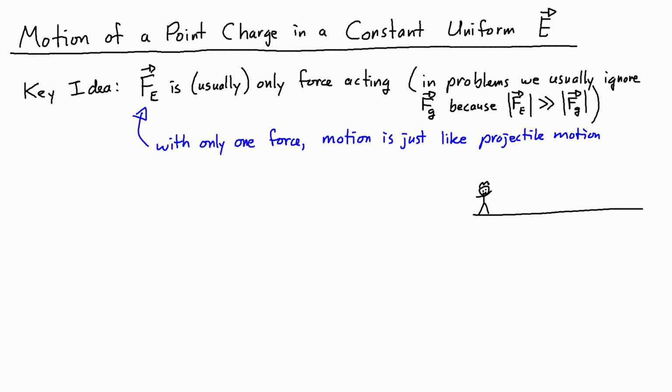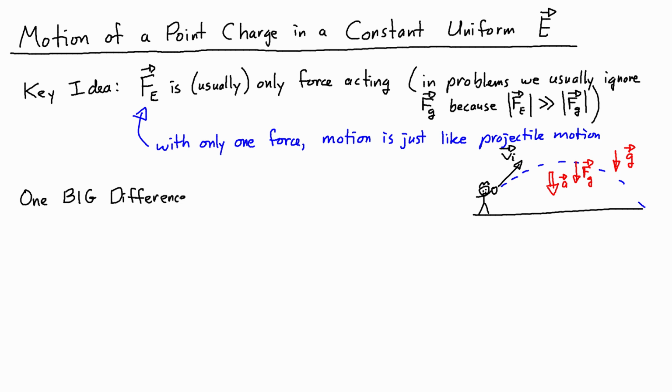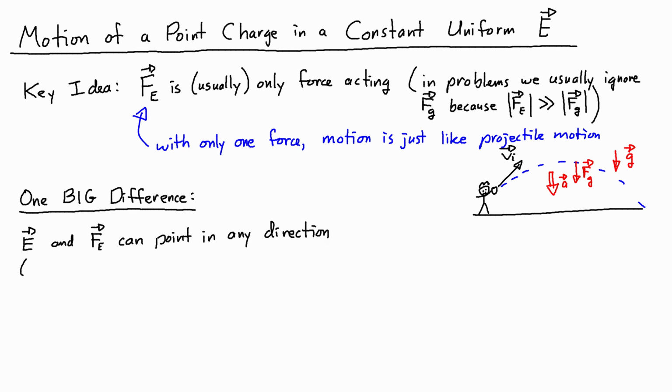In projectile motion, a projectile is influenced by the gravitational field to feel the force of gravity, and that force of gravity causes the acceleration to be vertically down. One big difference between projectile motion from mechanics caused by gravity and the point charge moving in a constant uniform electric field is that the electric field and the electric force can point in any direction, versus the force of gravity, which acts vertically down.